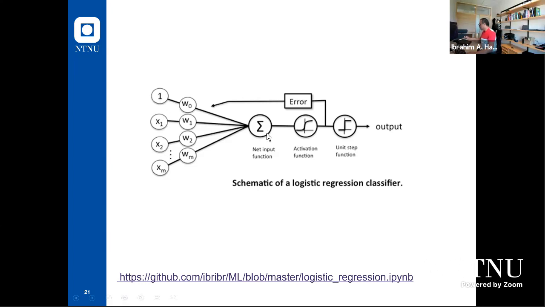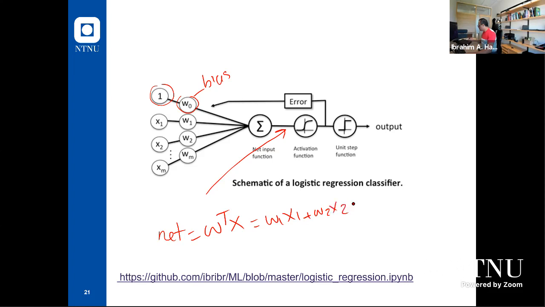All inputs are connected with the perceptron or the neuron, for example, using some weight value. This one is for bias. So finally we will get here net equal omega transpose x, or omega 1 x1 plus omega 2 x2 plus omega n xn plus omega 0, or b.